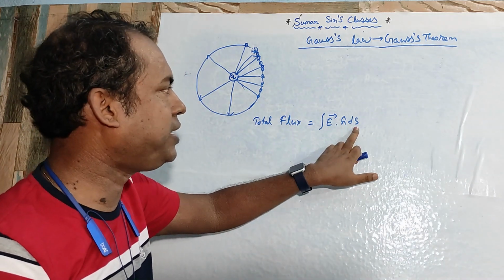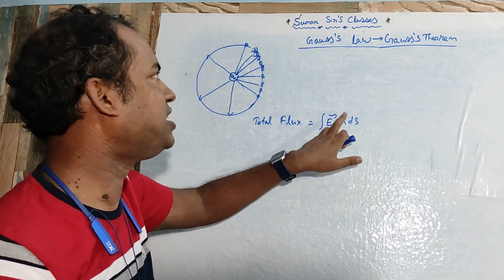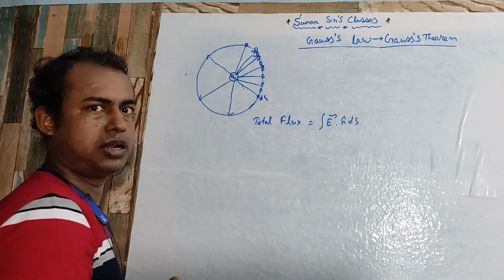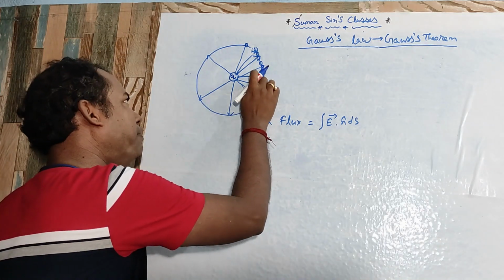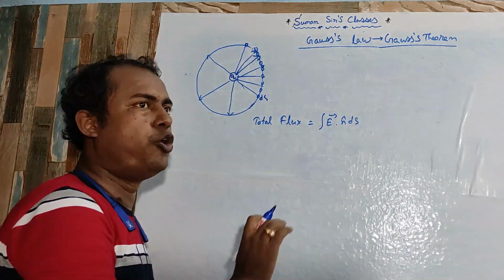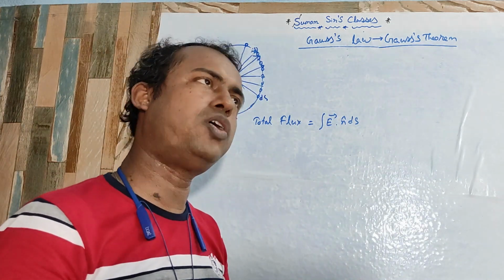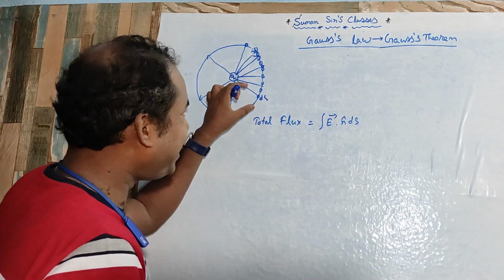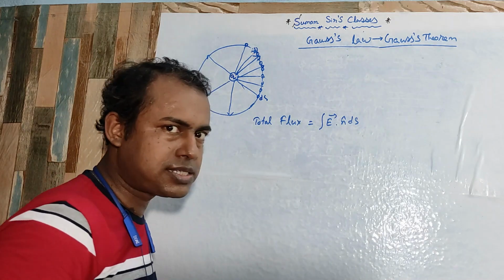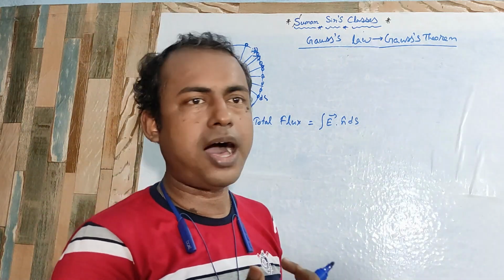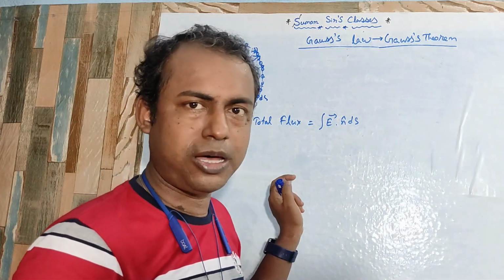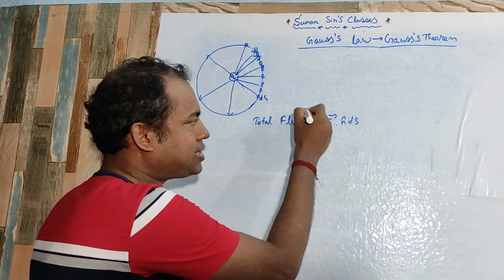So E dot n cap ds, this is the flux, for the first small area. In this way, the number of ds, all the areas added together, produce the surface, spherical surface or another type of surface. So when we sum up all the surface, we get the total flux. This summing up of all the flux can be calculated by integration over the surface.